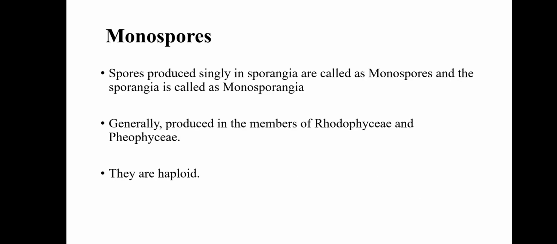Then monospores. Monospores are produced inside monosporangia and are generally produced in members of Rhodophyceae, that is red algae, and Phaeophyceae, that is brown algae, and they are haploid.